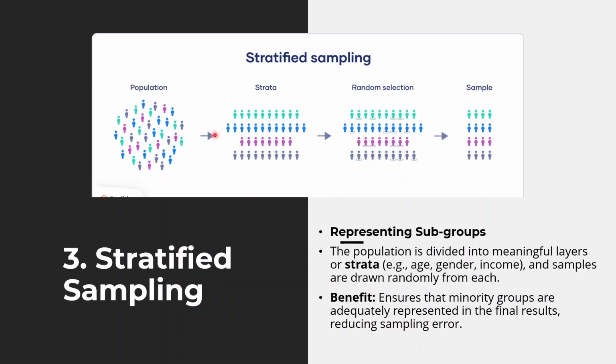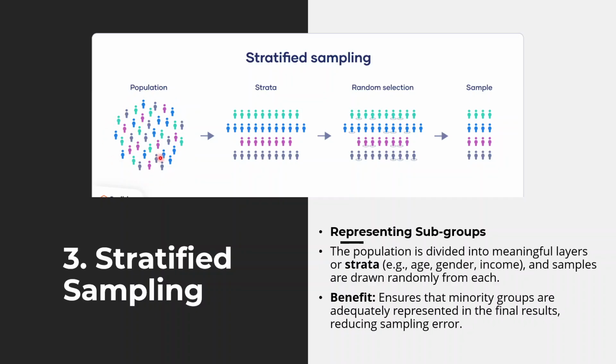Fine. So stratified sampling is where the population is divided into meaningful layers or strata based on age, gender, or income, and then samples are drawn randomly from each. So let us just have a look at the diagram.